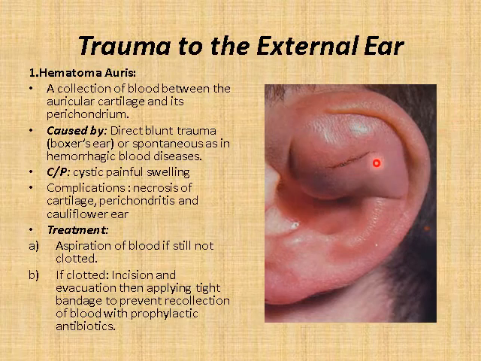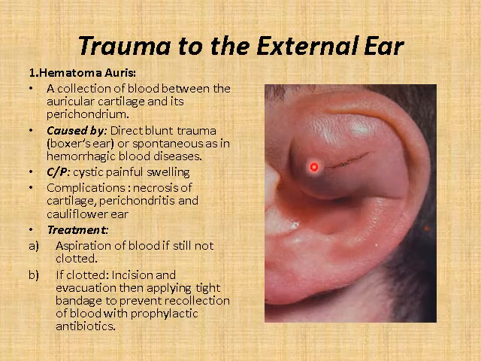What are the complications of hematoma auris? As we earlier said, in perichondritis, this collection of blood, the hematoma, can cause necrosis to the cartilage, which will end in fibrosis and cause the cauliflower ear that we mentioned earlier.